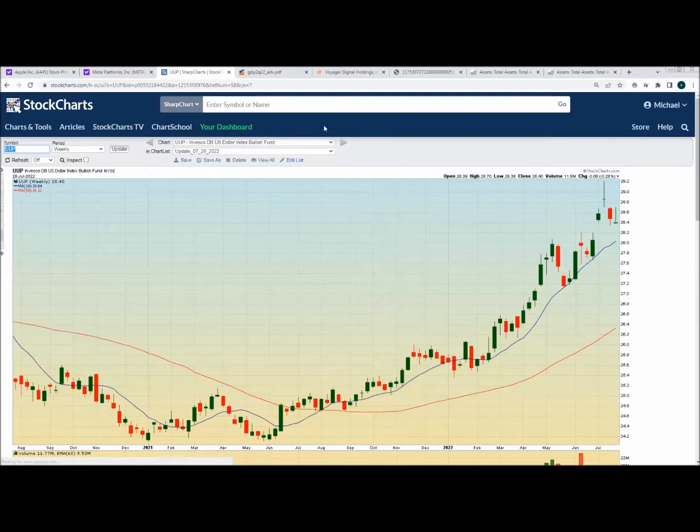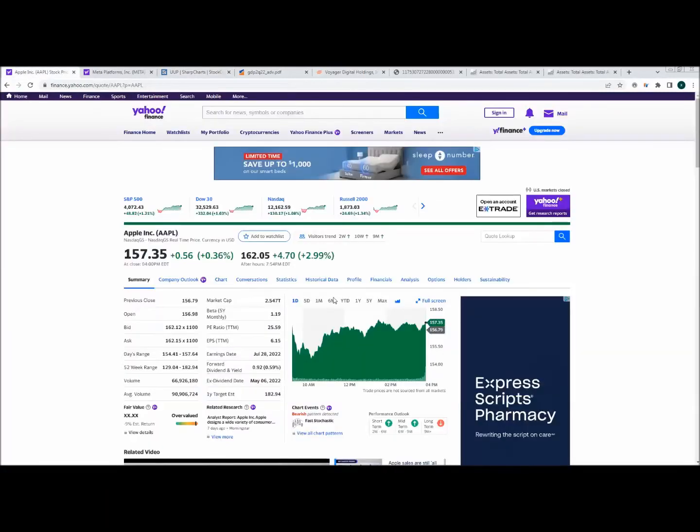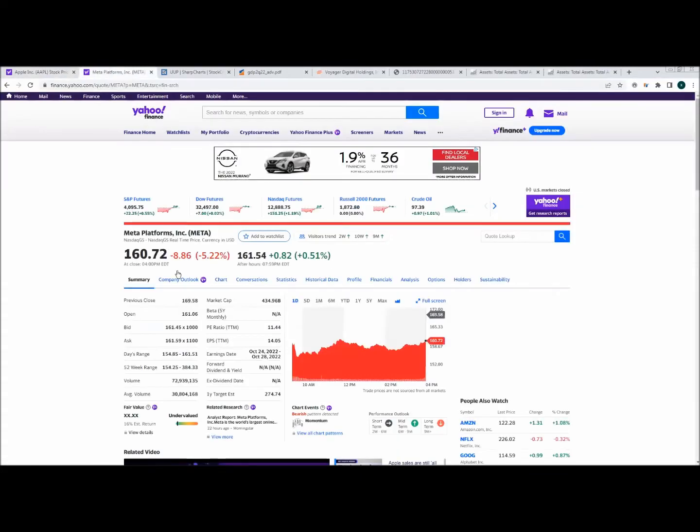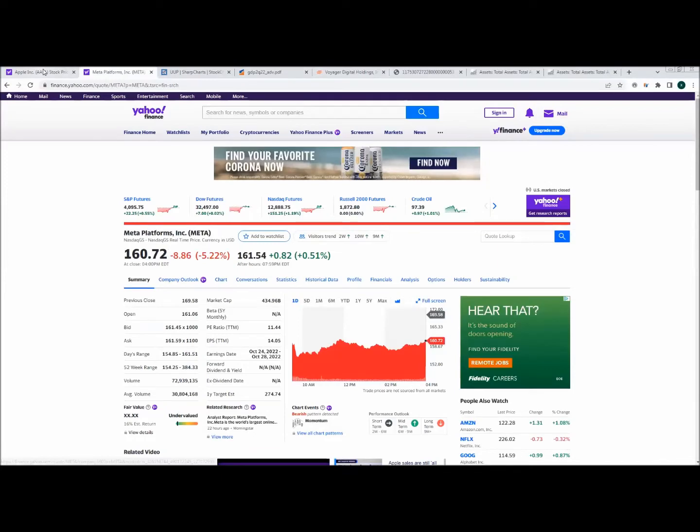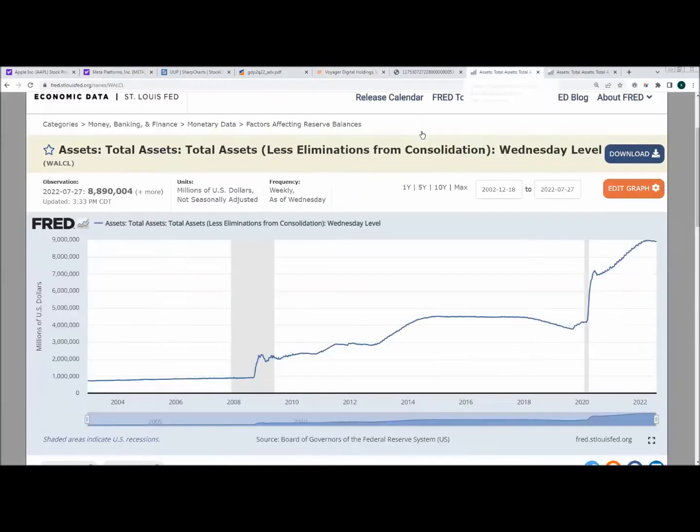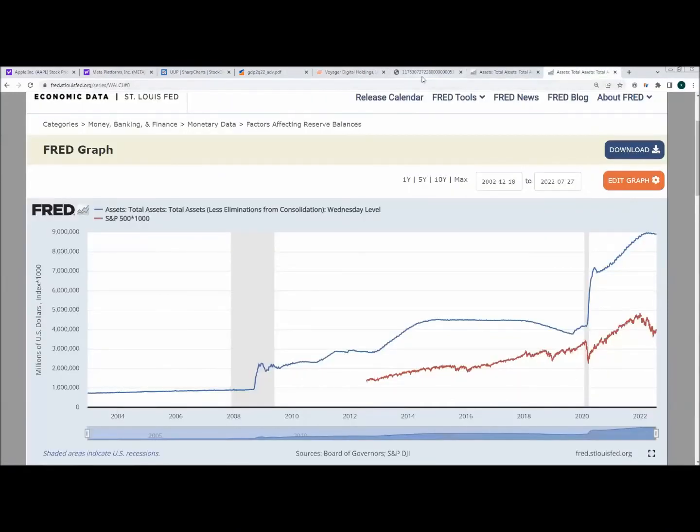Now let's take a look at a couple other things. Apple today, after hours up 3%. Meta kind of down today, but up a little bit after hours. So not much there. Looking at Voyager Digital, there's one thing with Voyager Digital.